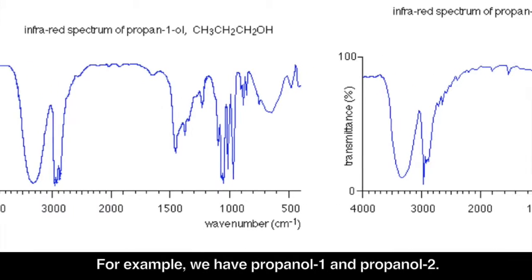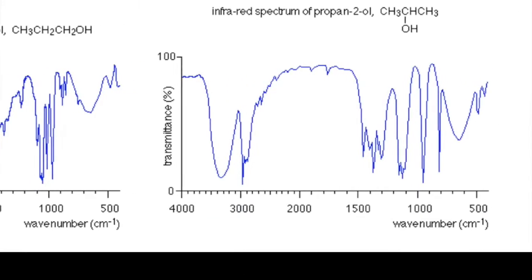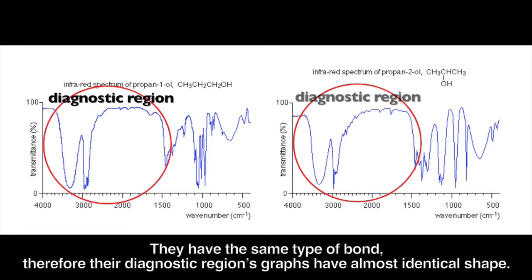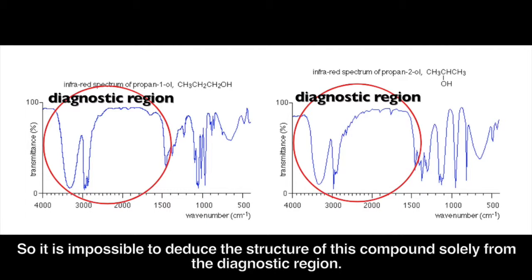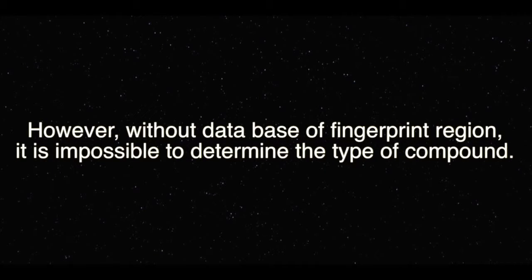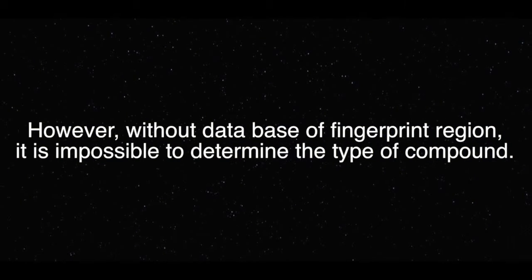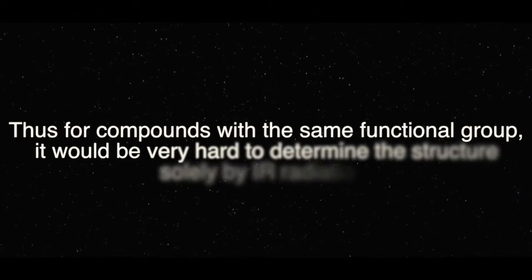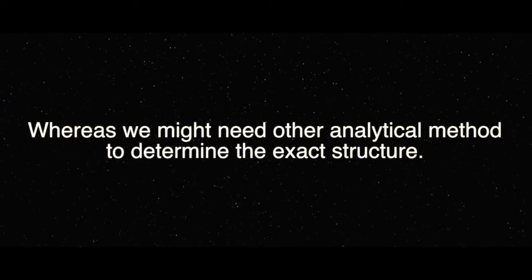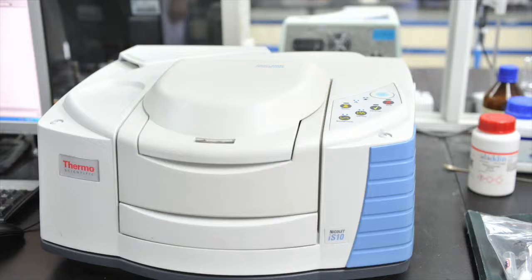For example, we have propan-1-ol and propan-2-ol. They have the same types of bond, therefore their diagnostic region graphs have almost identical shape. So it is impossible to deduce the structure of this compound solely from the diagnostic region. When this happens, we use the fingerprint region to analyze the type of compound. However, without the database of the fingerprint region, it is impossible to determine the type of compound. Thus, for compounds with the same functional group, it will be very hard to determine the structure solely by IR radiation, whereas we might need other analytical methods to determine the exact structure.